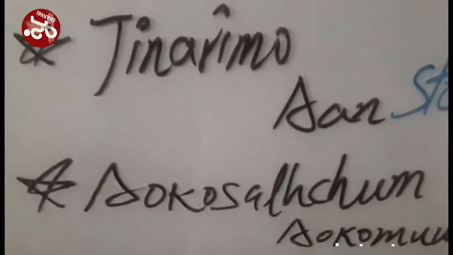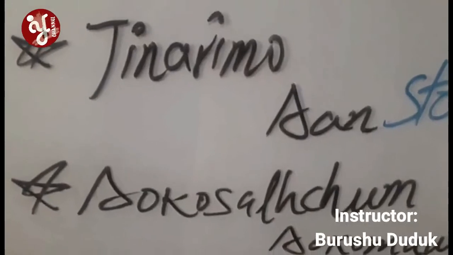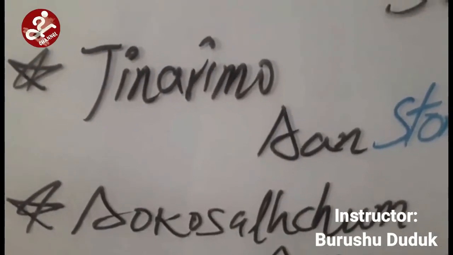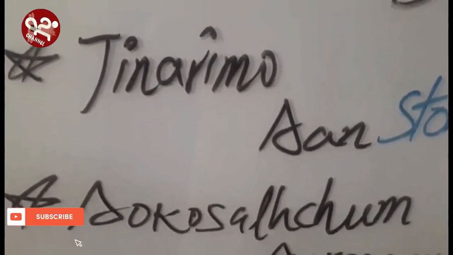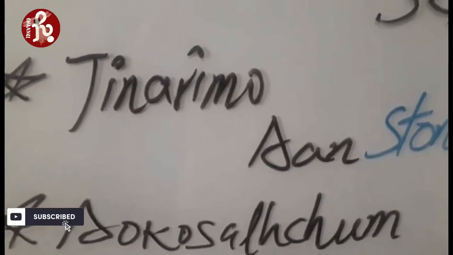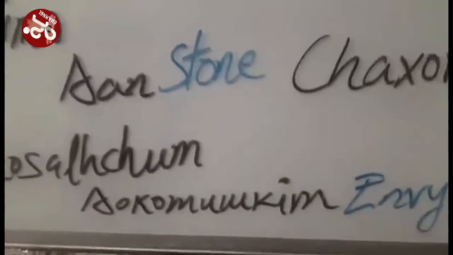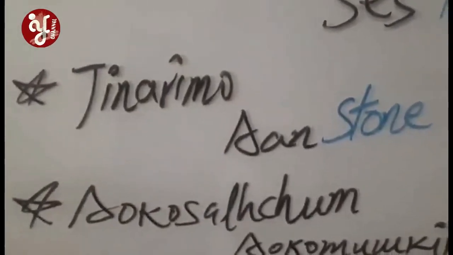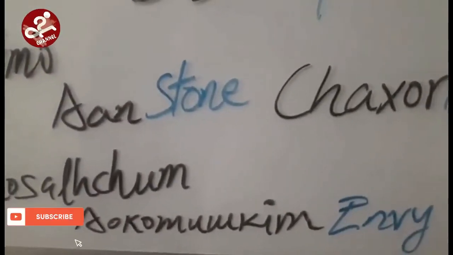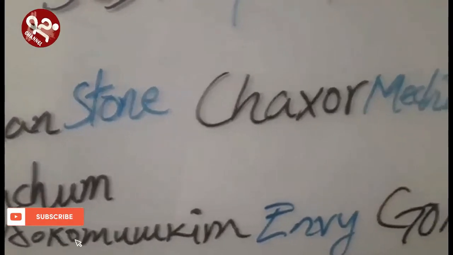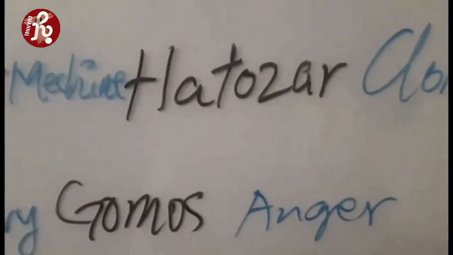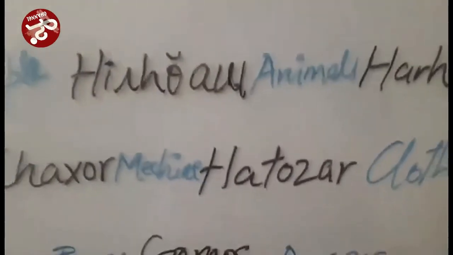Then the fifth and final in the Yekiching is Dokosachum. Dokosachum means feelings, name of feelings. In this, there is Dokomushkim means envy, and Gomos means anger. So these are the examples.